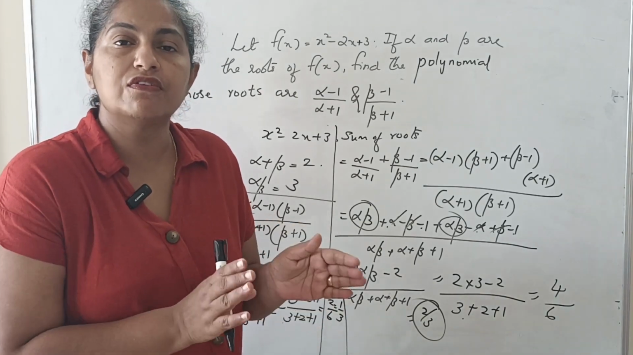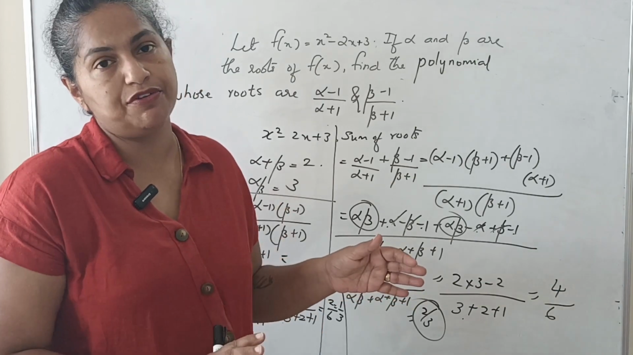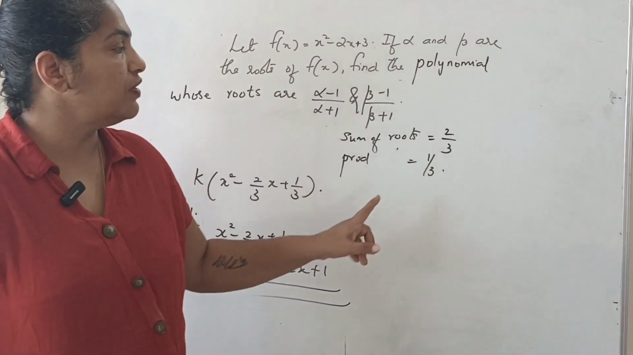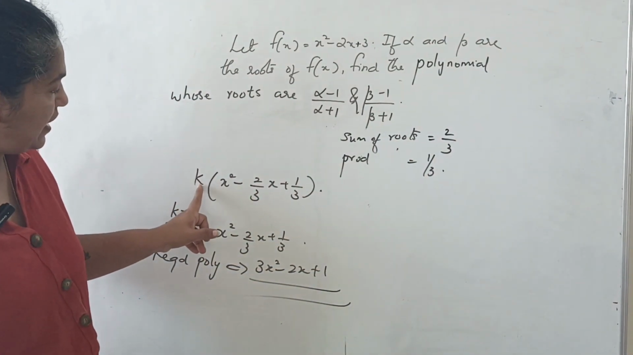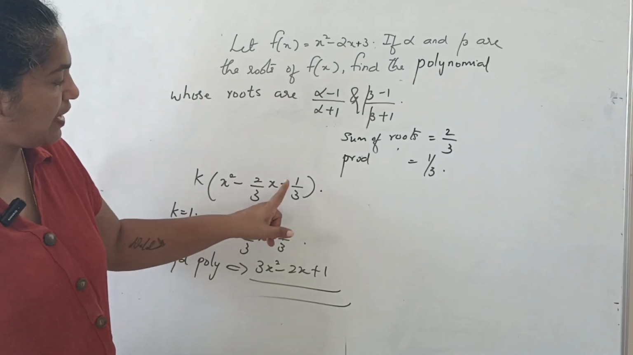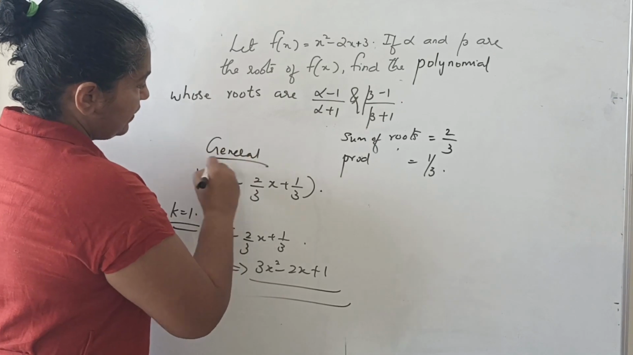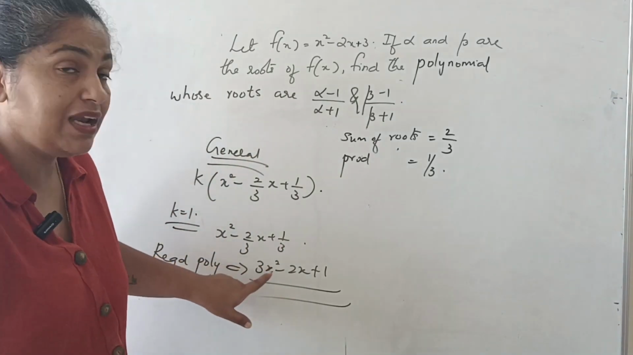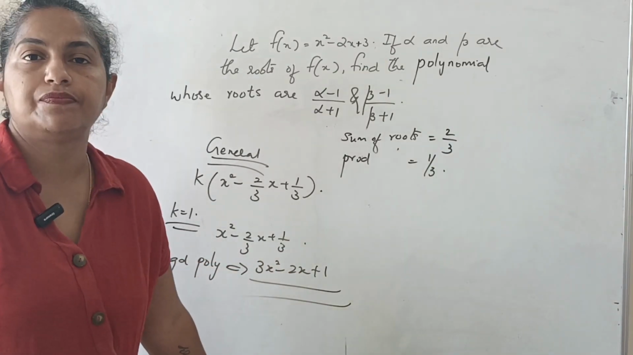Now let us substitute these values in the general form of the polynomial and then substitute k is equal to 1 in order to find a particular value of the polynomial. Sum of the roots we got as 2 by 3 and the product as 1 by 3. So general form is k into x square minus sum into x plus product. So you can write it here as general form. And when k is equal to 1, this is what we are getting. So the required polynomial after taking the LCM is 3x square minus 2x plus 1.